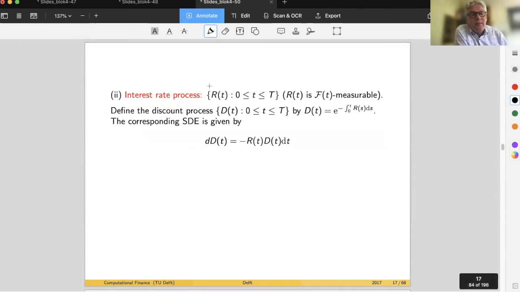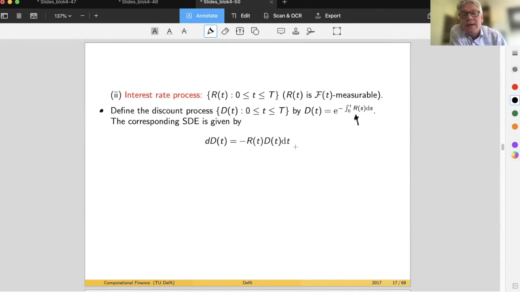Moreover, based on this capital R, this stochastic process for the interest rate, we define the so-called discounting process. We denote it by capital D_t, little t between 0 and capital T, and it is written as D_t is e to the power minus the integral from 0 to t of R_s ds. Here is our interest rate process, capital R.